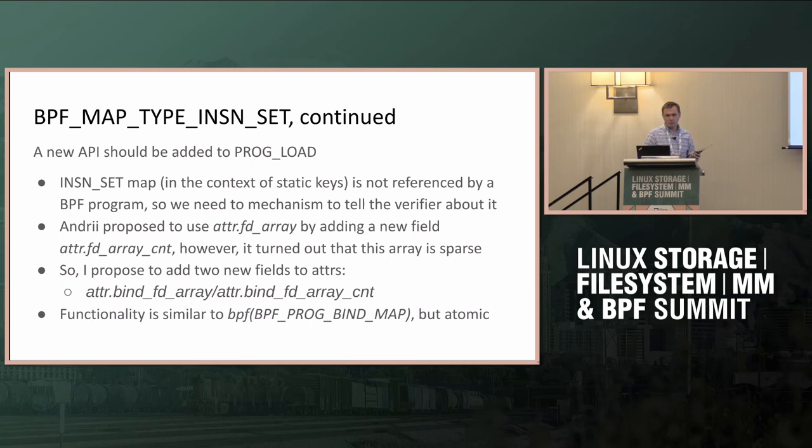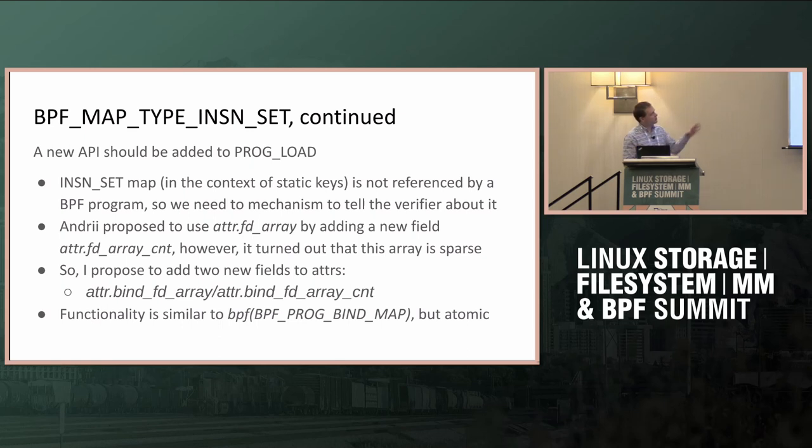And one thing here is that we need this map during verification, but it's organized such that the program does not reference it directly. So there are no instructions inside the program which point to this map. So the verifier normally will not be able to understand that we are using it and relocate and bind it to the program. So we need a way to pass this map file descriptor during the program load in attributes, and then the verifier is okay. Andrii proposed first to use fd_array, which exists already in the program load attributes.